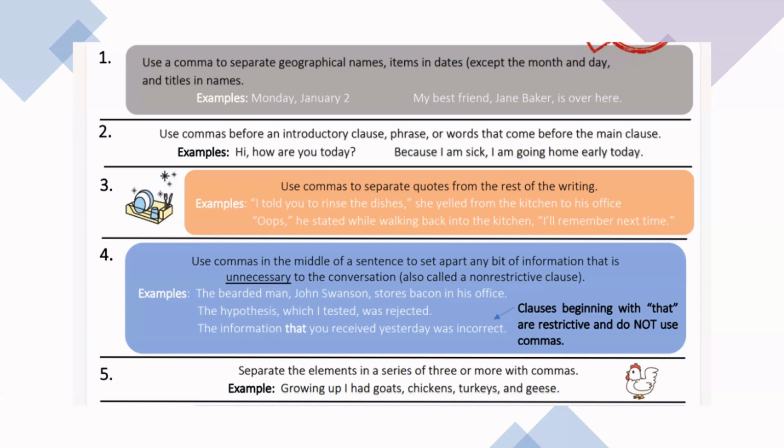The third one is basically an example of a clause that begins with that, and that is always restrictive, so a comma is not used. The information that you received yesterday was incorrect. All right, the next one, a series, a list. Right, growing up, I had goats, chickens, turkeys, and geese.